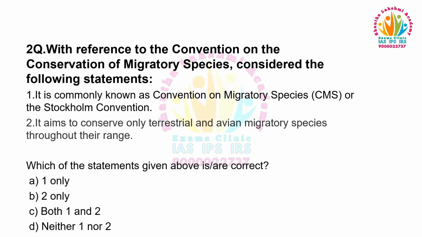With reference to the Convention on the Conservation of Migratory Species, consider the following statements. One: it is commonly known as the Convention on Migratory Species or Stockholm Convention. Two: it aims to conserve only terrestrial and avian migratory species throughout their range. Which of the statements given above are correct? One only, two only, both one and two, neither one nor two.